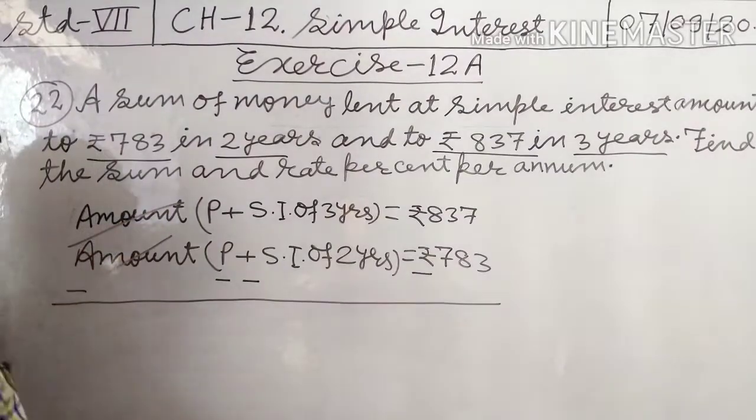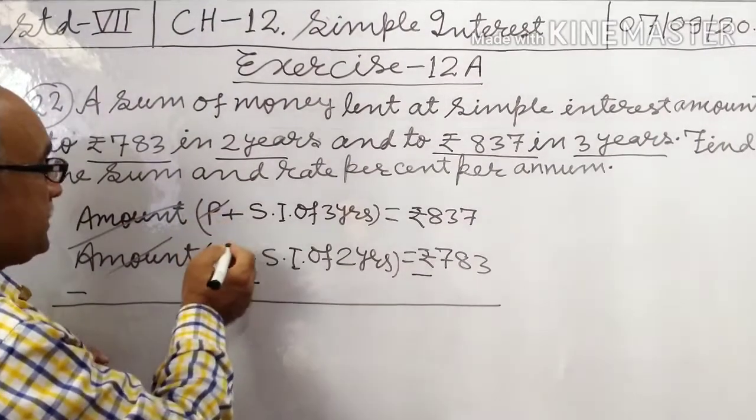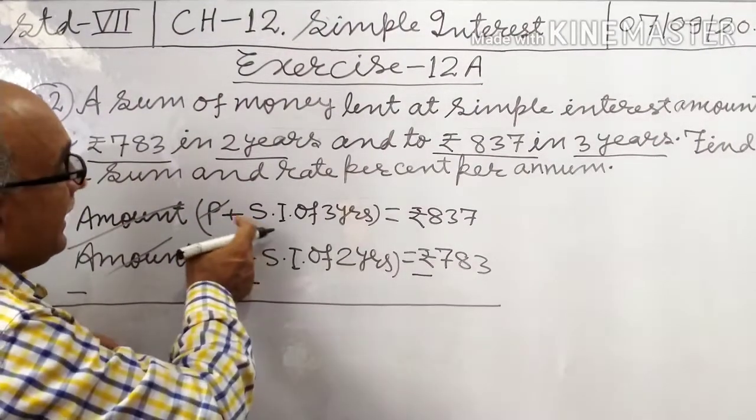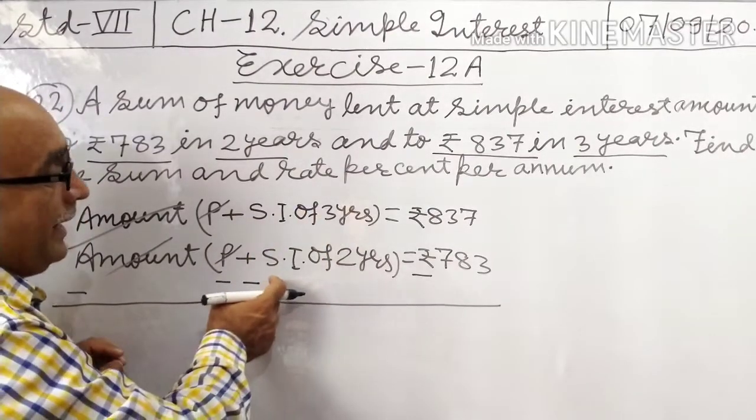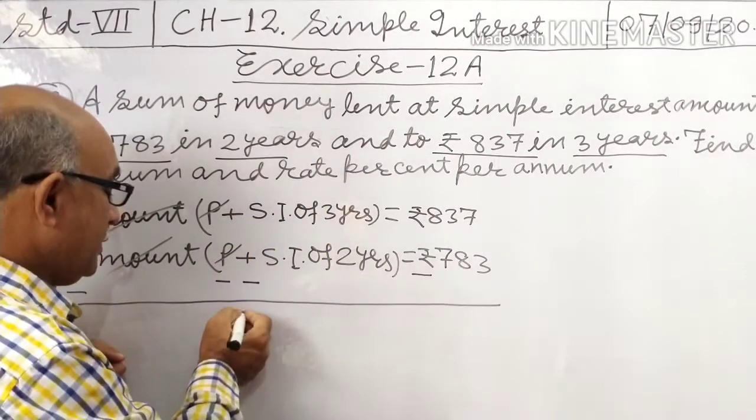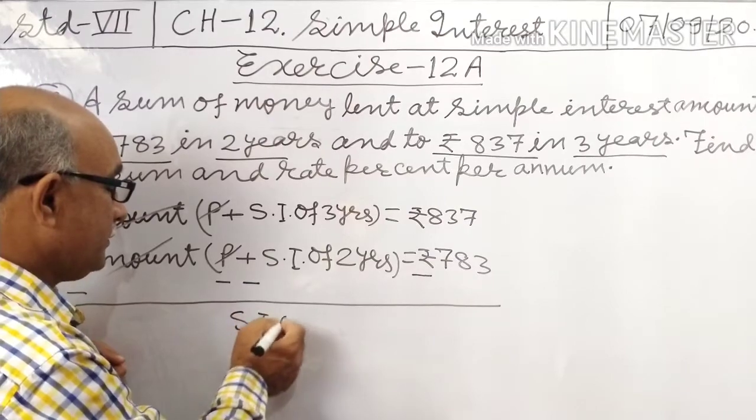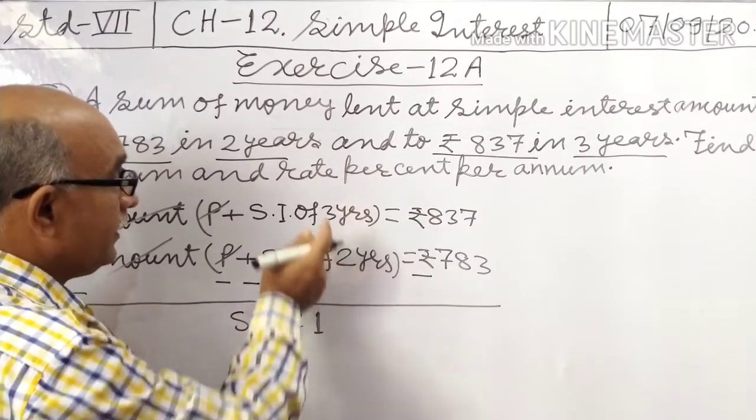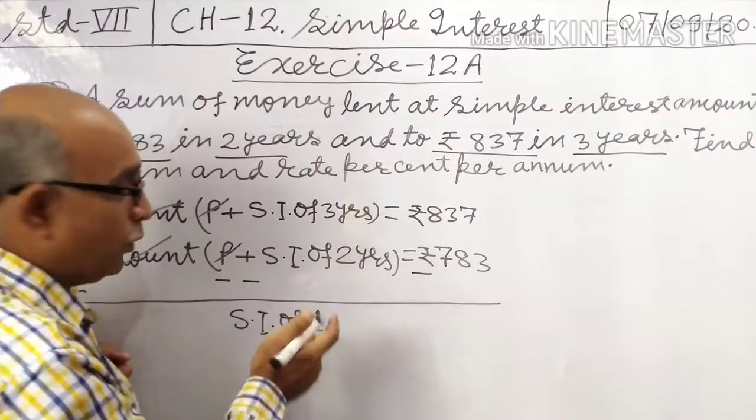Plus amount minus amount cancel. Plus P minus P cancel. SI of 3 years minus SI of 2 years equal to SI of 1 year. 3 years minus 2 years equal to 1 year.